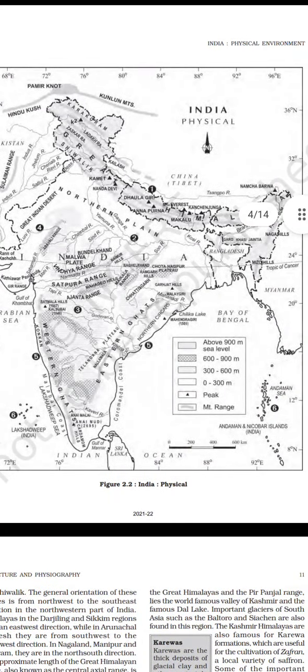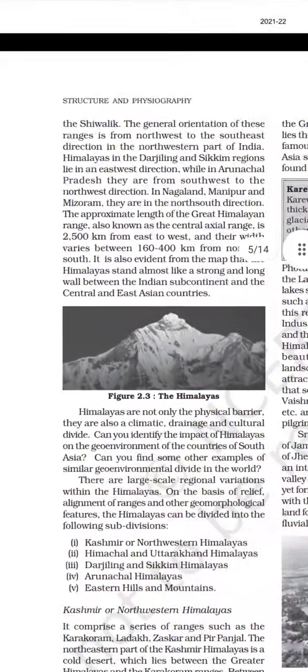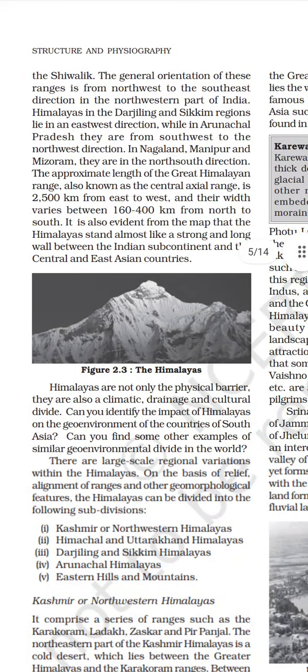Take a look at figure 2.2, India Physical. The general orientation of these ranges is from northwest to southeast in the northwestern part of India. Himalayas in the Darjeeling and Sikkim regions lie in an east-west direction, while in Arunachal Pradesh they run from southwest to northeast. In Nagaland, Manipur, and Mizoram, they are in the north-south direction.